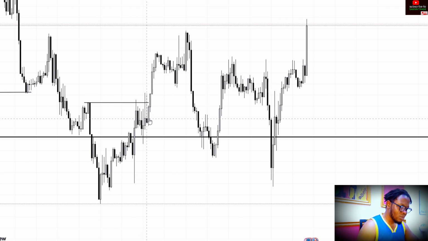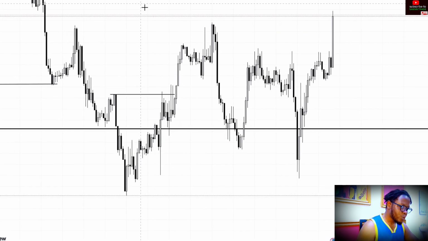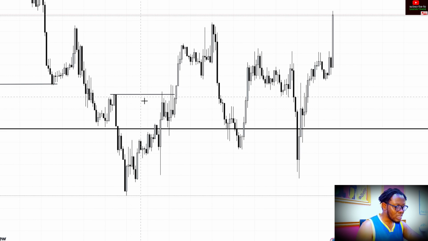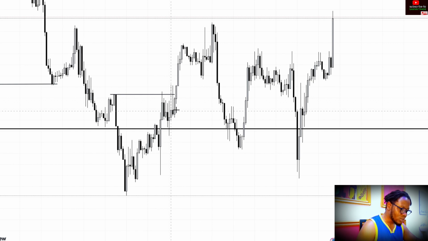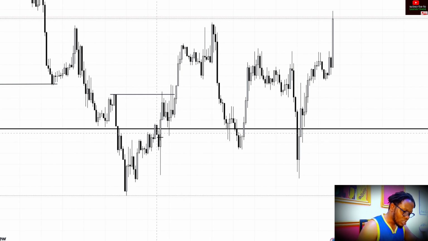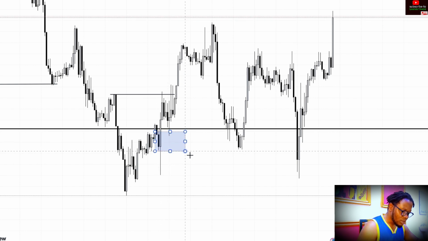Now I'm waiting for a pullback. Don't forget that while waiting for a pullback, I'm spotting out my demand zone, because there is a demand zone that led to this break of structure, or this change of structure, right here. A demand zone that led to it, which is this particular candlestick here.